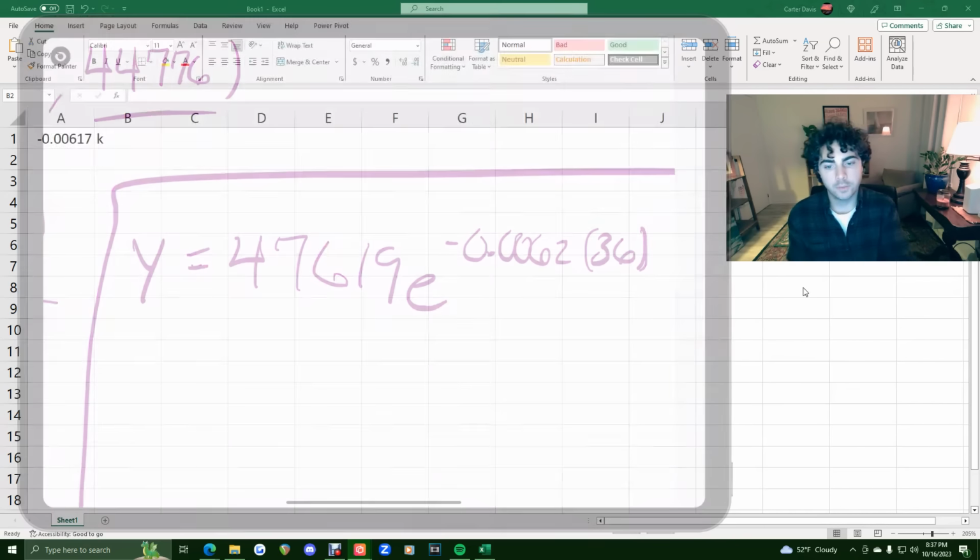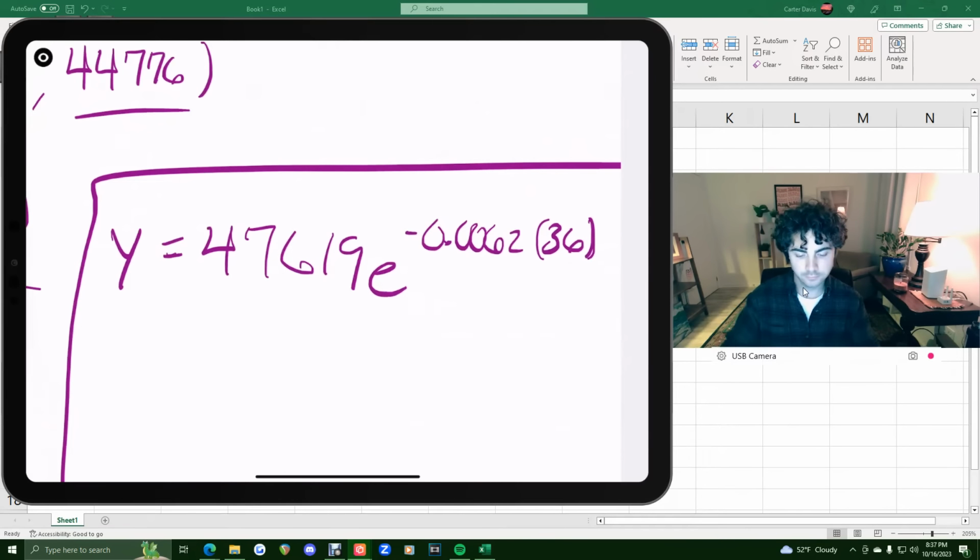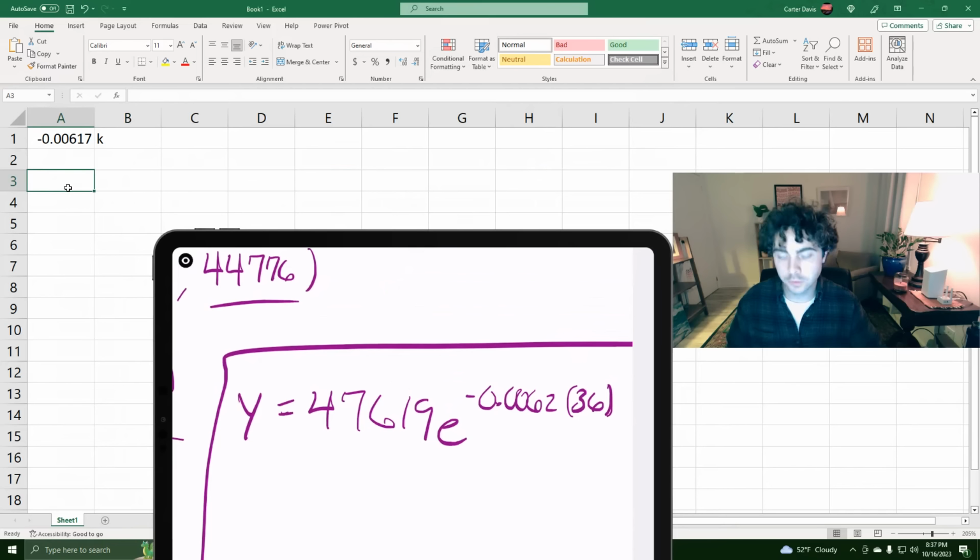This is something we can calculate within Excel. All right, let's give it a go. Let's do it here.